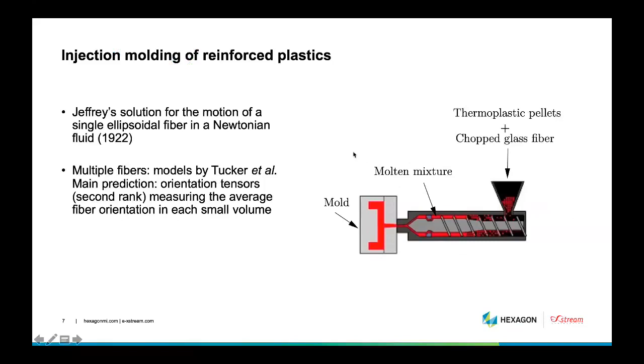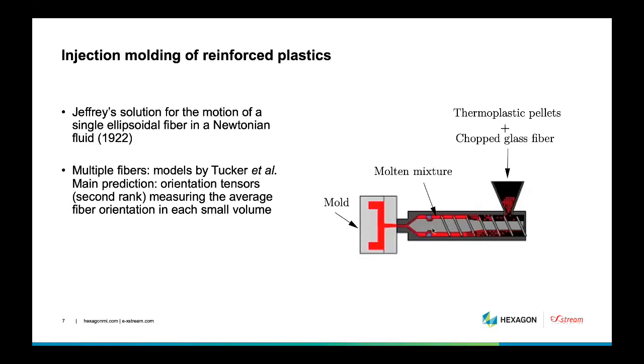So here you have a barrel. You enter into this barrel thermoplastic pellets and chopped glass fibers. Here you have a screw, a helical screw, which rotates around its axis, and the mixture here will enter the screw. This is heated up, so the polymer is molten, and then through gates, it enters the mold. So it fills the mold with the shape of the desired final part. And then when we cool the mold down, we obtain the desired part.